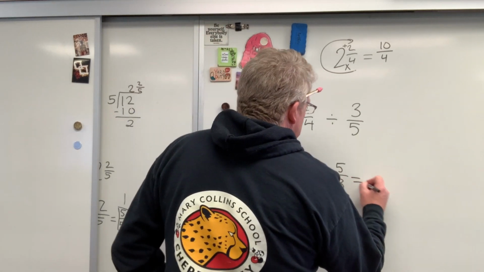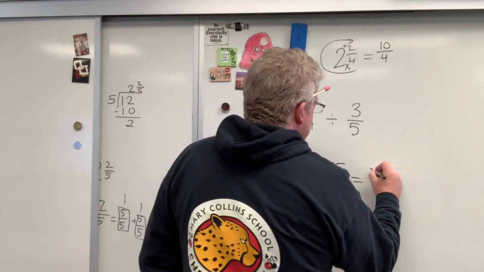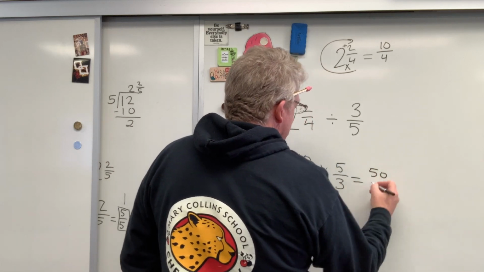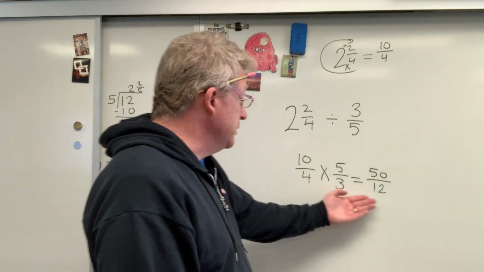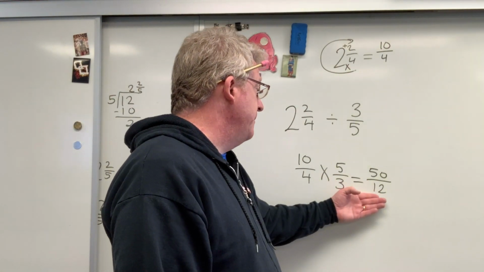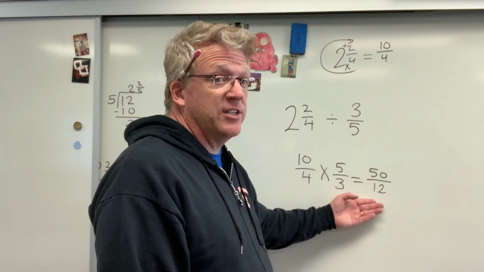So now I can multiply. 10 times 5 is 50. 4 times 3 is 12. All right? We've multiplied across the top, multiplied across the bottom. We've got a top-heavy improper fraction.